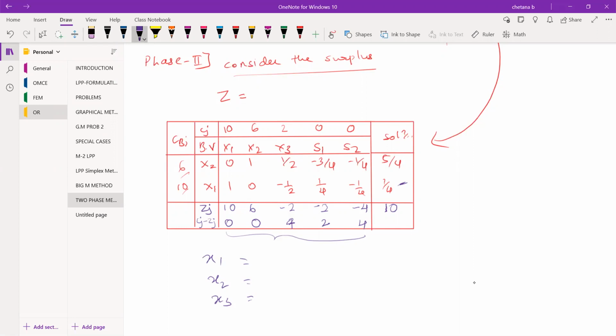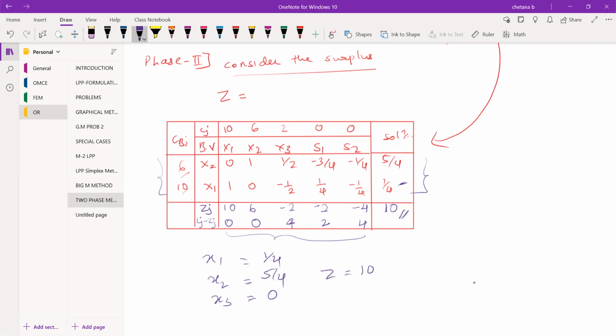Yesterday also I mentioned, I'm repeating, most of the students go wrong by taking these as the answer, but this is the answer. So 1 by 4, very good. X2 is? 5 by 4, ma'am. Yes. X3 is? 0. Z is?